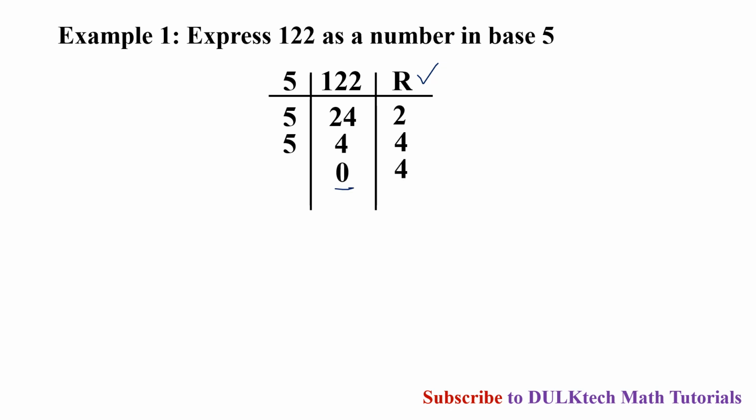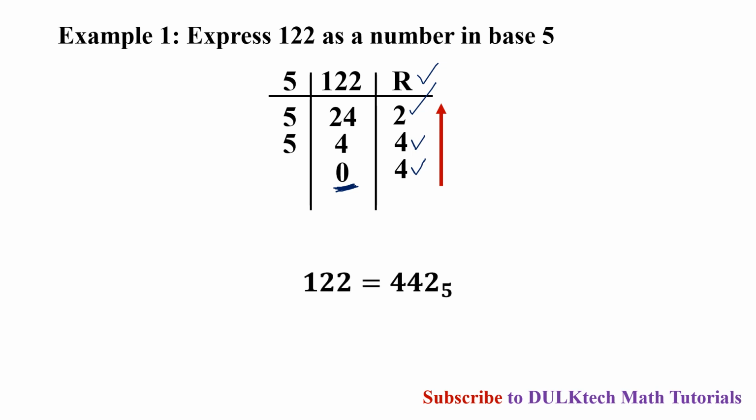As soon as we get 0 here in the central column, we stop the process of dividing by 5. Then we take these remainders in this order. So we are going to start with 4 followed by 4 followed by 2. So we are saying 122 base 10 is the same as 442 base 5.